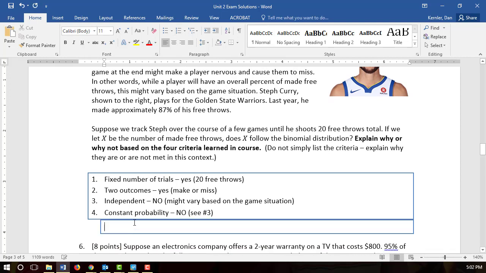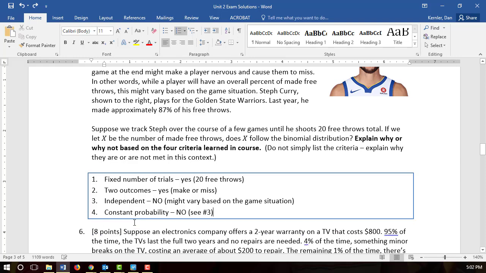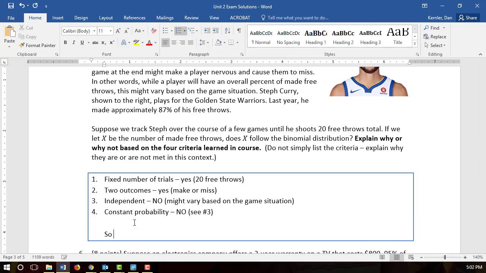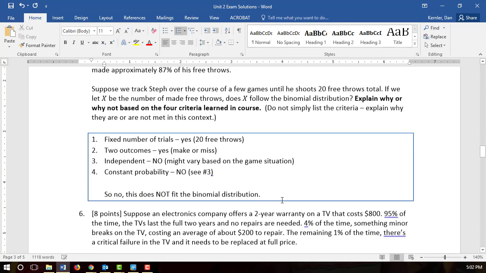So it has to be all or nothing here, right? Well, what is happening with my formatting? So no, this does not fit the binomial distribution. It has to be all 4 or it doesn't work.